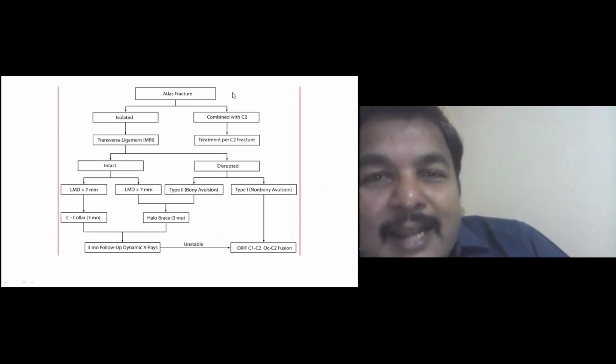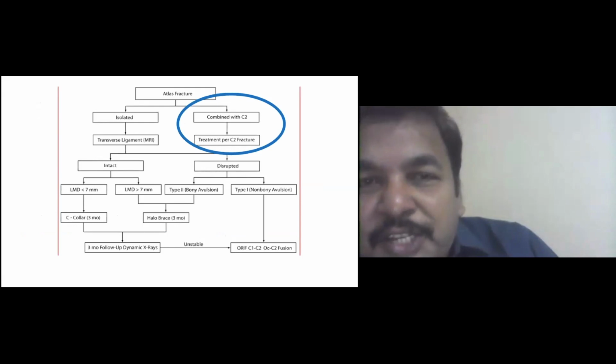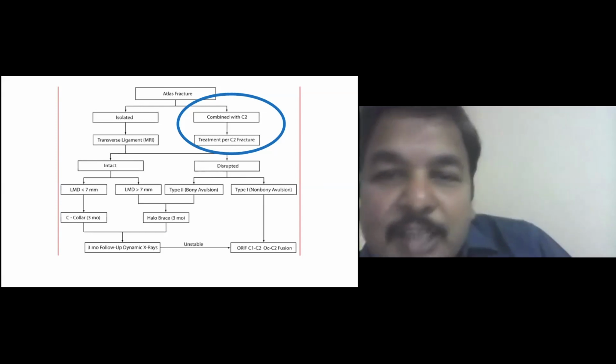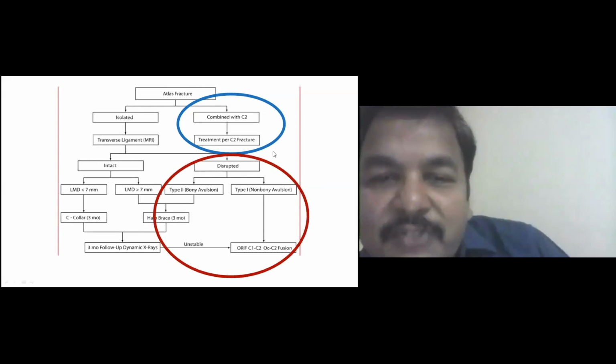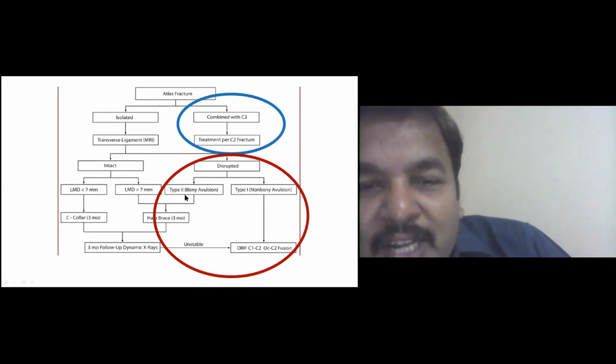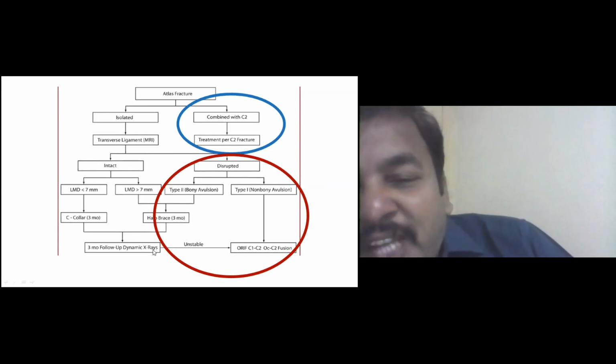Coming to the atlas fracture, let us look at the algorithm. Suppose the atlas fractures are combined with C2 fractures, the treatment guidelines have to be followed as per the C2 fracture. Suppose there is a disruption of the transverse atlantal ligament, and if it is type 1, the non-bony avulsion, straight away you have to go for C1, C2 fusion. Suppose it is type 2, bony avulsion, you can try conservative treatment with a halo brace, and again at the end of 3 months you can do a flexion extension X-ray, and if it is unstable you can go for fusion.